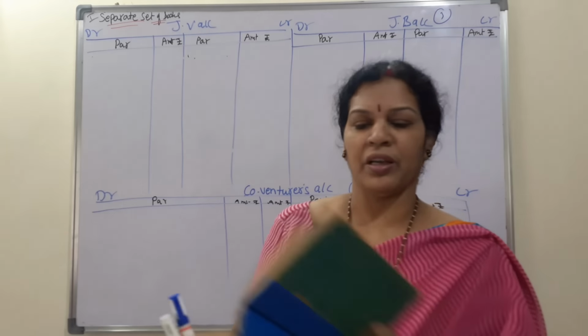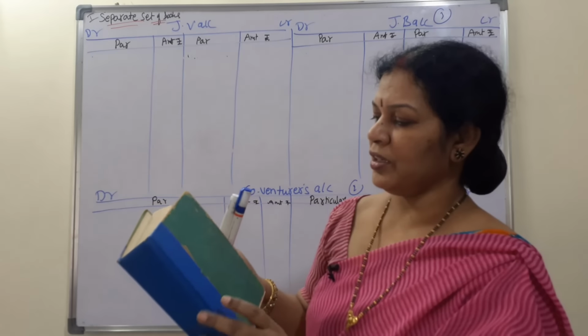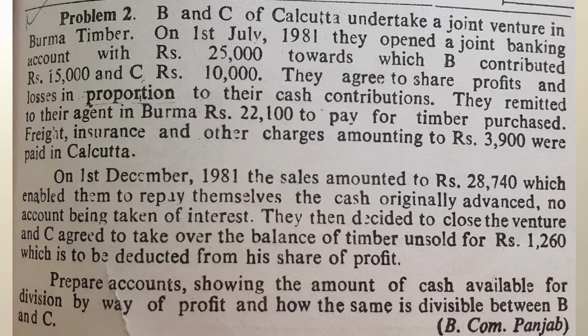So this problem I have taken from SP Jain and Narang, Kalyani Publishers. It is a joint venture account, a good problem I have taken, you can understand it easily. So let me read the problem first.